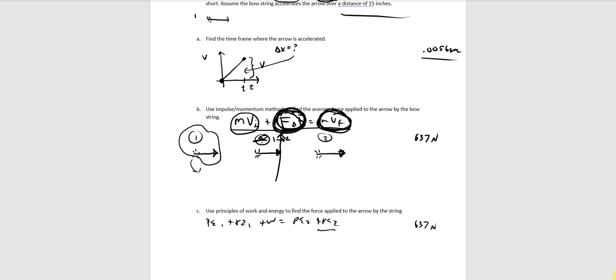So if you choose to use a work term to take that force into account, you don't need to worry about potential energies. They're just not relevant. And you should get the same number. You should get 637 newtons if I've done this all correctly.